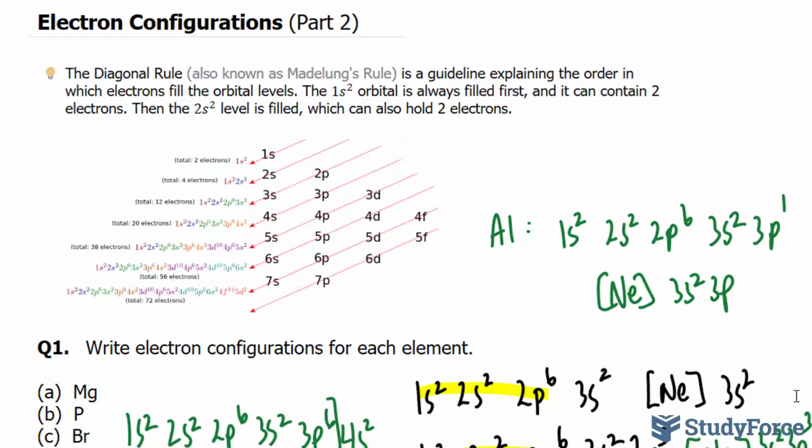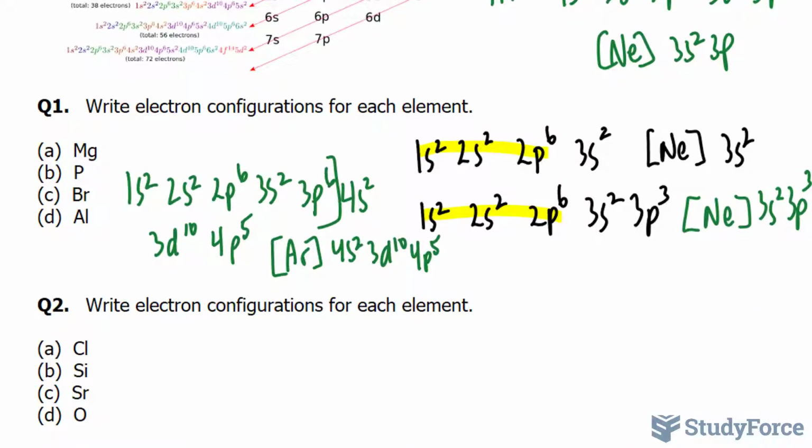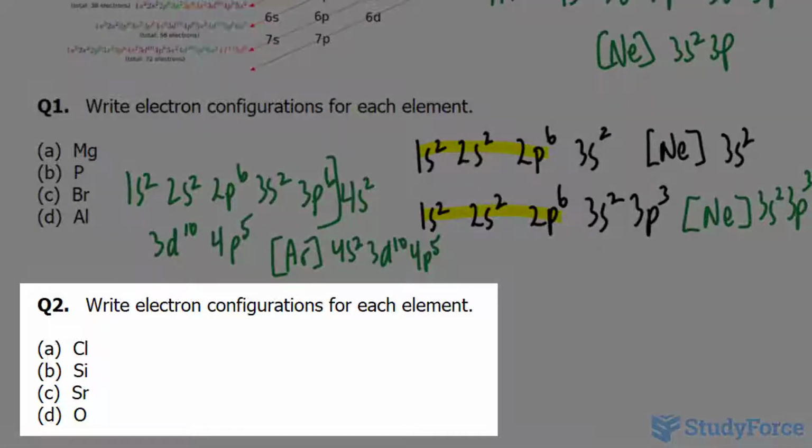Welcome back to part 2 of our electron configuration series. In part 1 we were introduced to the diagonal rule. We'll be answering more questions just like we did in question number 1, but for different elements. And the question once again reads, write electron configurations for each element.